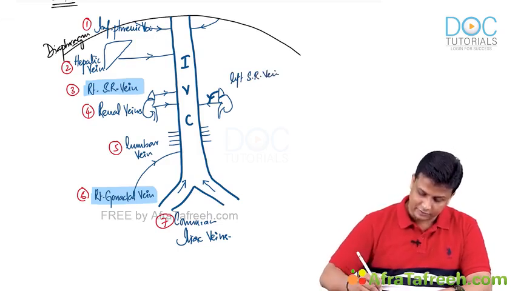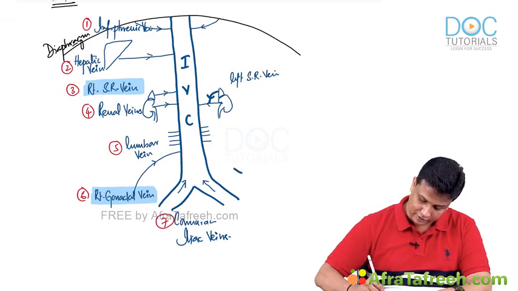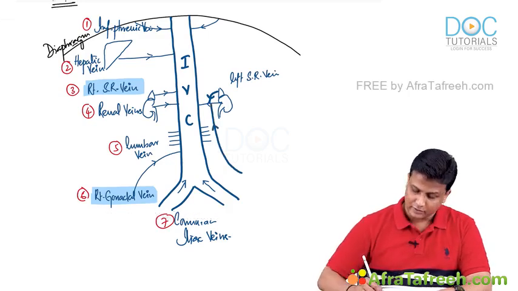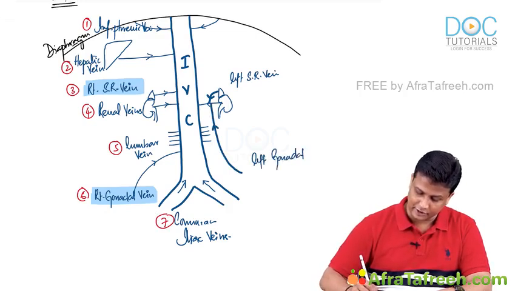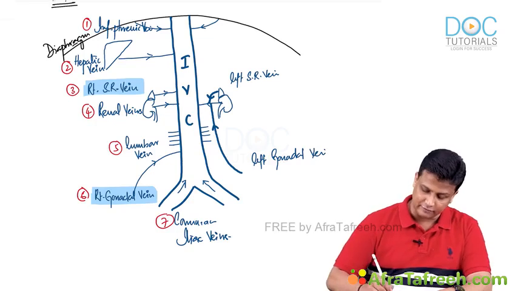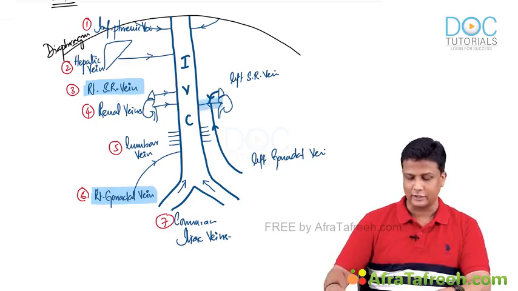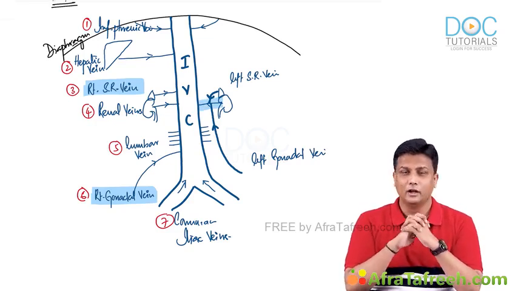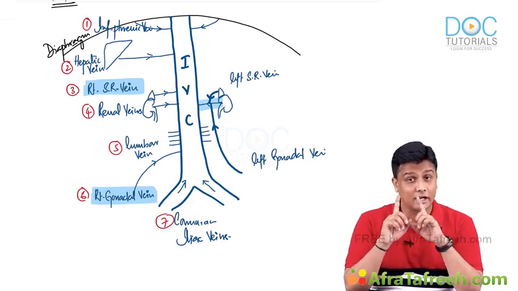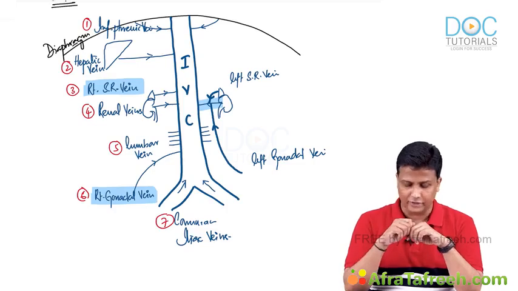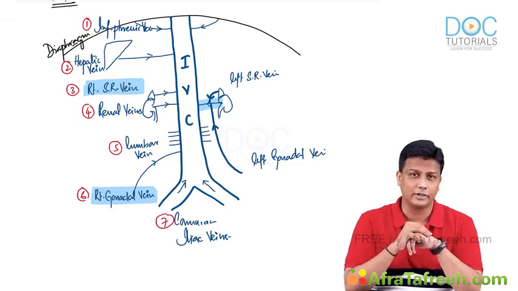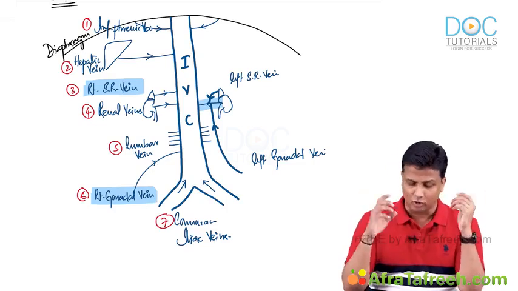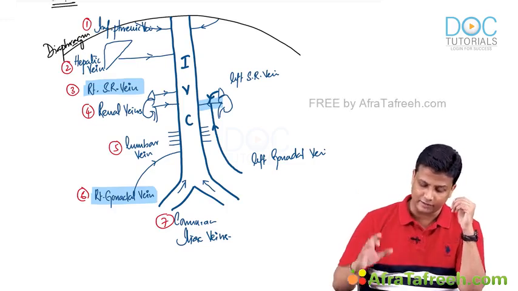And similarly, the left gonadal vein will also drain the blood into left renal vein. That's a very important point that you have to remember here. So the left suprarenal vein and the left gonadal vein, both of them will drain the blood into left renal vein, not into the inferior vena cava. That's an important point to remember there, guys. Now that's all. That completes everything regarding the inferior vena cava also.